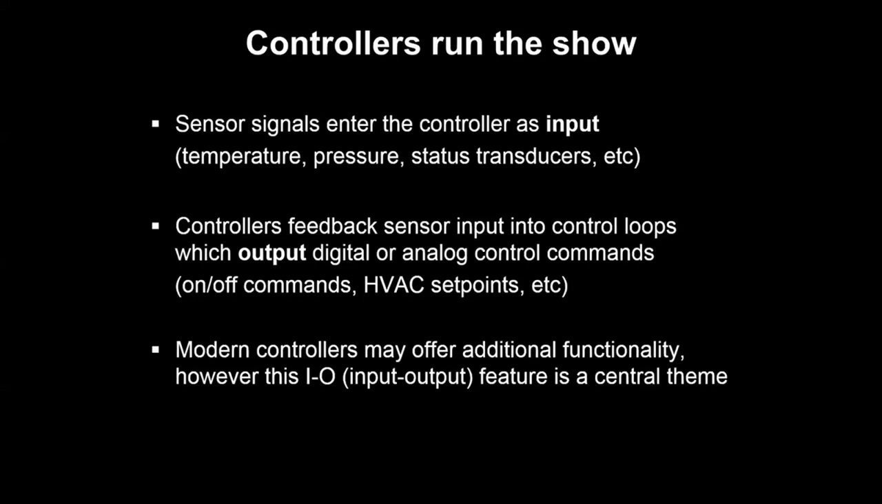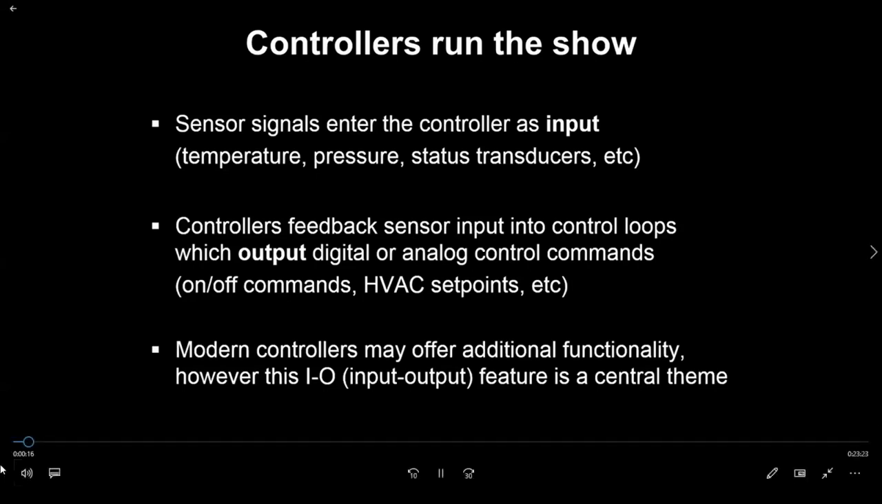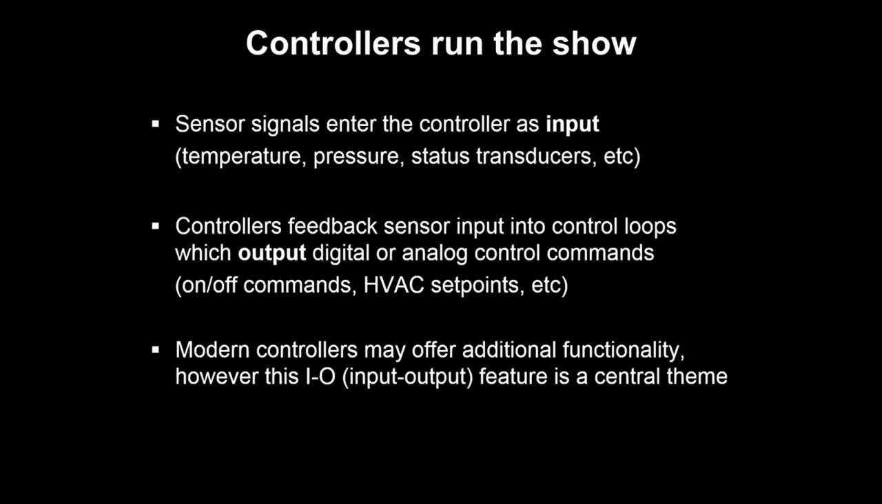So as we talked about in our overview on control systems, the controllers, the control devices in these systems really run the show. So we talked about how sensor signals get input into the controller, so variables like temperature, pressure, status from transducers, and that those controllers will take that input reading as feedback, drive them into control loops, and then output some signal, either analog or binary or digital, to control our systems. So we're going to look very briefly at how those systems have changed over time, but understanding that that input-output nature has really been constant throughout.